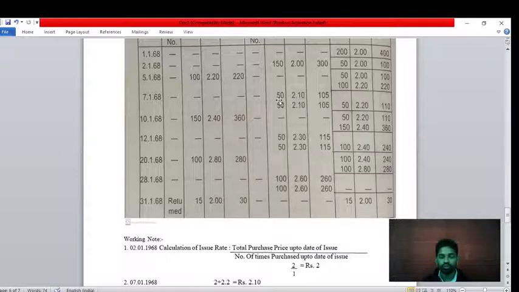So these 50 units you have to issue at the rate of 2, as well as these 50 units again you have to issue at 2.10, so the total amount will be 205. Now again we have to maintain the balance on this date. The earlier date had 2 lots. Out of this, the first lot we finished. From the second lot we took 50 units, and the 50 units remain as it is. Take these 50 units at the rate of 2.20, the total amount will be 110.